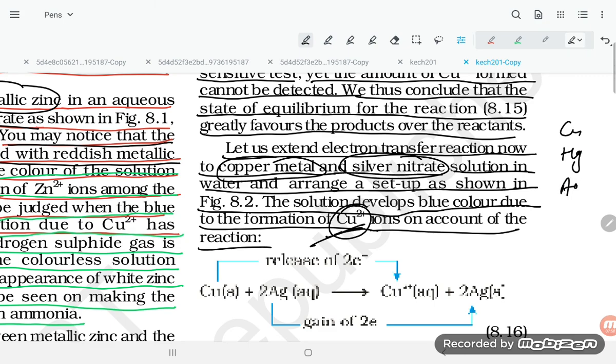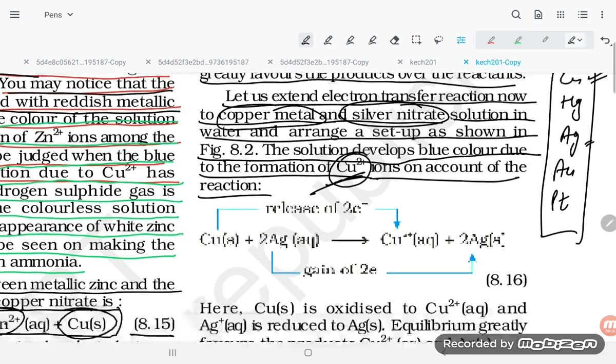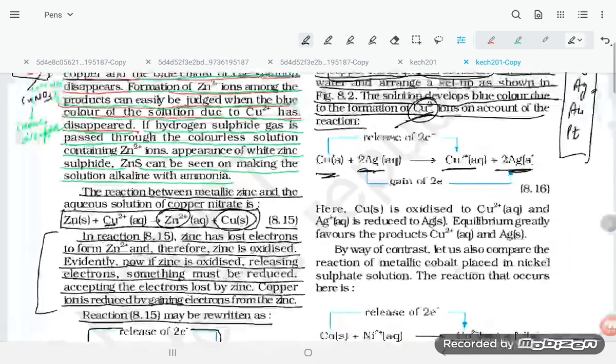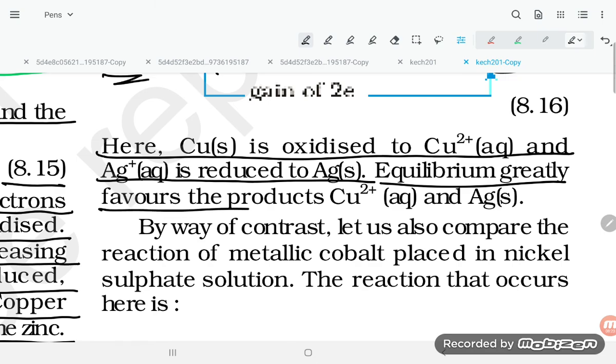because here is copper, Ag, Au, Pt. This is the order. So copper is on the top in the reactivity series. Copper has an upper position than Ag. So what is happening, student, here Cu is treated with Ag. So Cu2+ and 2Ag are forming. Here Cu is oxidized to Cu2+ and Ag+ is reduced to Ag. Equilibrium greatly favors the products Cu2+ and Ag.